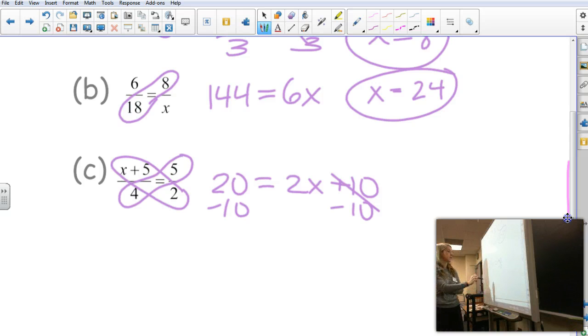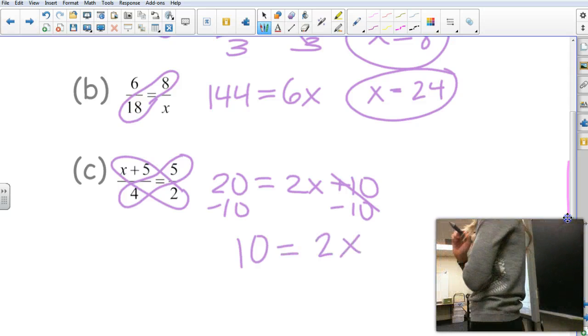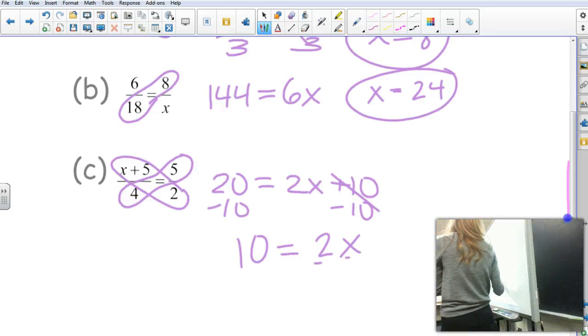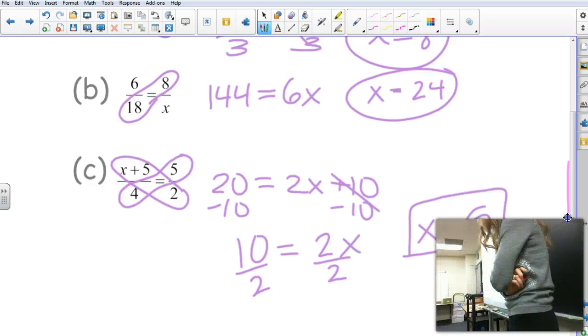20 minus 10 is 10. 10 equals 2x. Divide by 2. Divide by 2, yeah. X is 5. Now, if you are taking a test, what would you probably do with your answer?